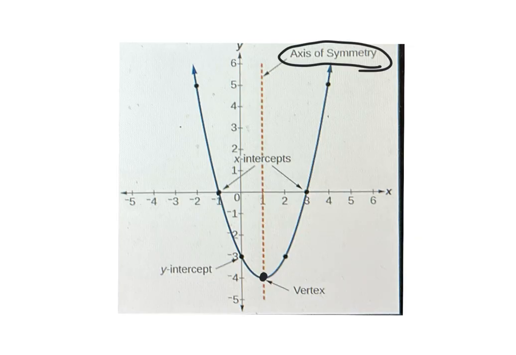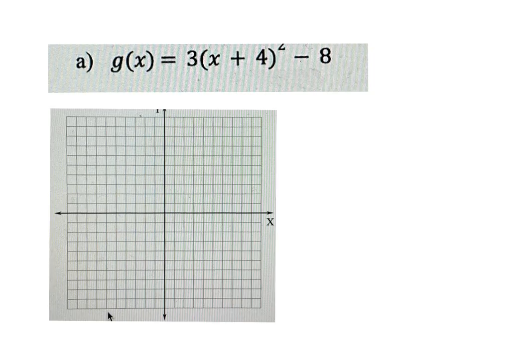Some parabolas have two x-intercepts. They don't all have x-intercepts, but obviously wherever it crosses the x-axis. Every parabola, though, does have a y-intercept. There's no way a parabola cannot have a y-intercept. So every parabola will have one y-intercept.